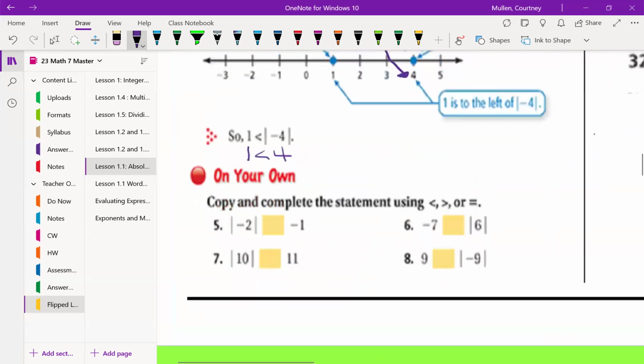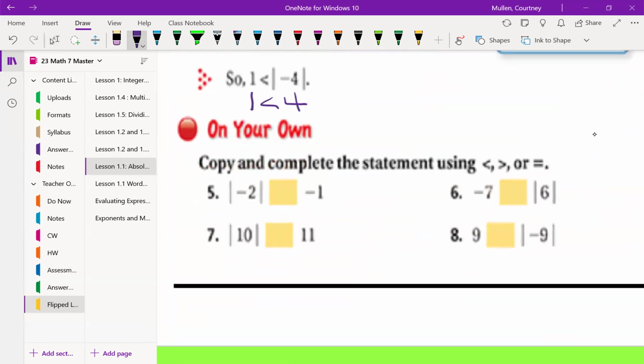So we want to simplify these signs. What's the absolute value of 2? 2. So which one's greater, 2 or -1? 2. What's the absolute value of 10? 10. Which one's greater, 10 or 11? 11. We have -7 here.